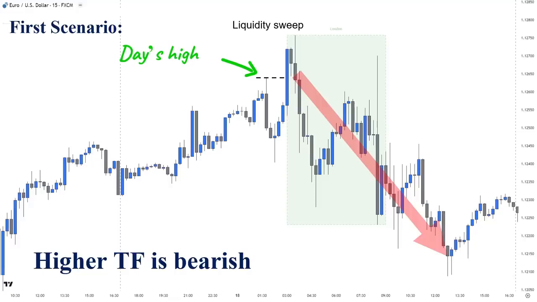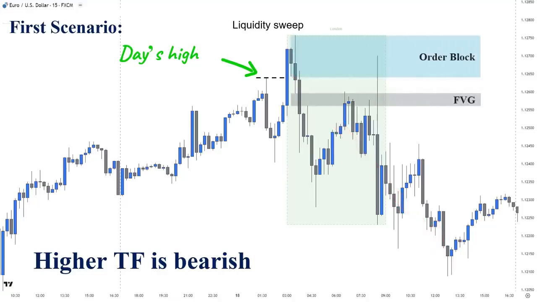After the liquidity sweep, we will apply the smart money concepts on the chart. This includes identifying fair value gaps, supply and demand areas, order blocks, break of structure, and eventually optimal trading opportunities. Then we will place our position aligned with the current trend.